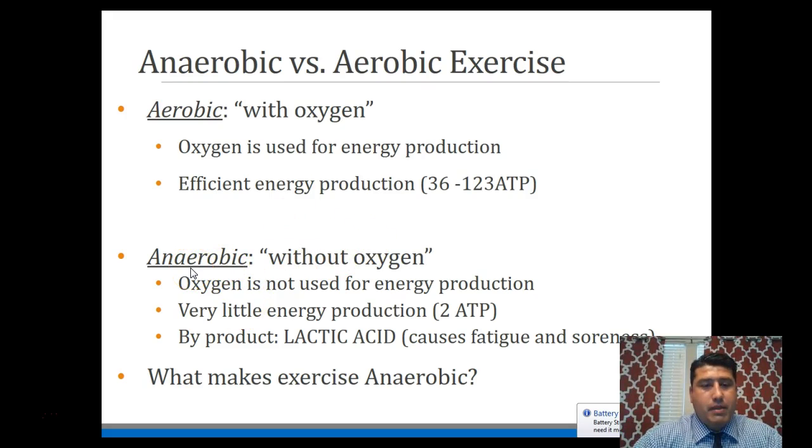The term anaerobic, and you know this from high school and college biology, refers to without oxygen. And that's true. What it means is that oxygen is not used for energy production. Okay. Now, why not? It's because we can't meet the demand for oxygen. Okay, the byproduct of anaerobic metabolism is lactic acid. I've talked about that earlier in this discussion.